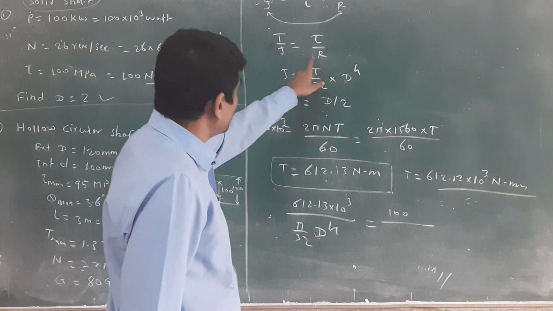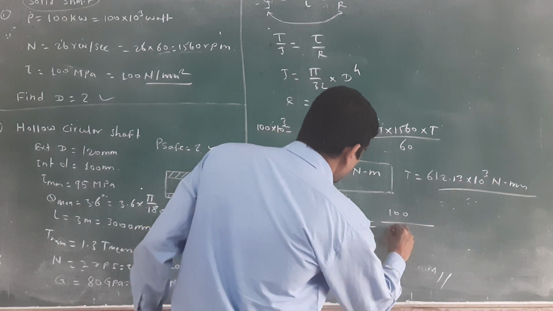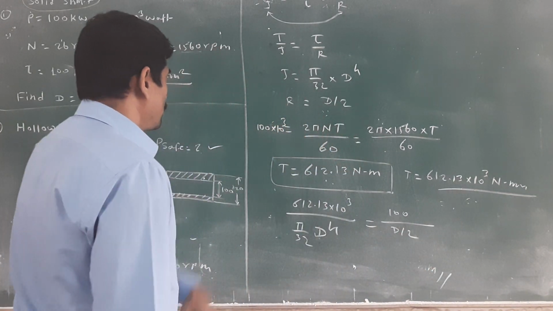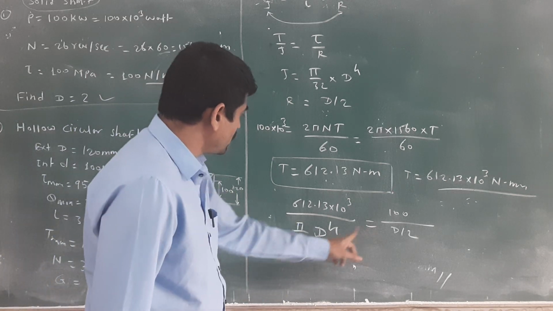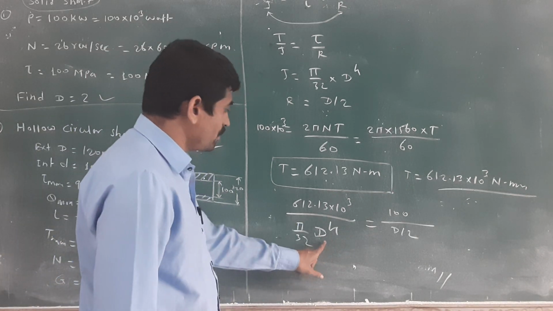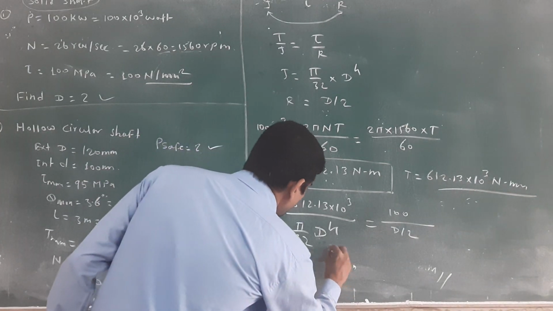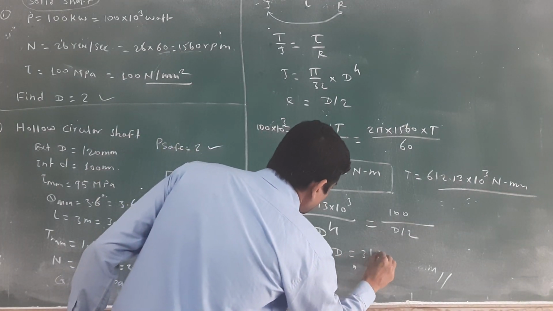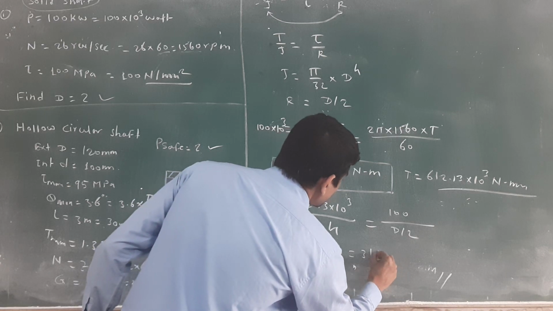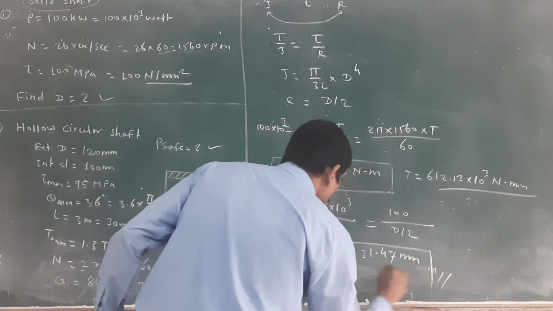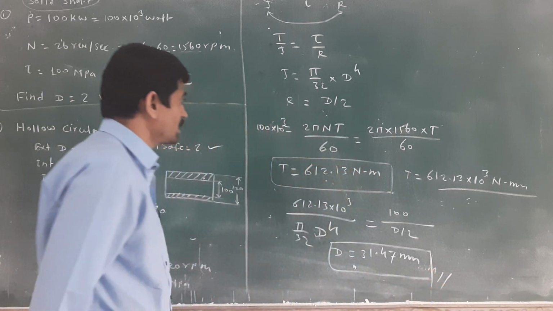Divided by R. R is equal to again d by 2. If you calculate this, then you will get the value in d cube. Then take the cube root of this. You will get d is equal to 31.47 mm. If you have taken the cube root, then you will get this answer.